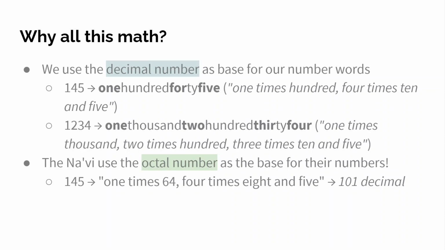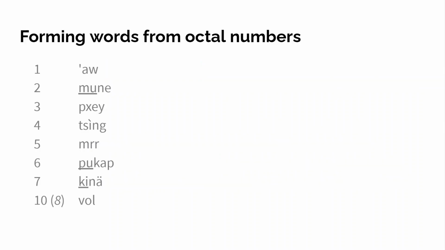So, if we want to build our number words, we first have to convert our decimal number into an octal number so we can use that as the base for the number words. How are we doing this? You already learned the basic words for the first few numbers on the first slide. I repeat them again. We have au, mune, p'e, tsing, mr, buka, p'kine, and vol. So these are the first 8 numbers. And vol, 8, of course, for the Natvi is like 10, because it is 1 times 8 plus 0.